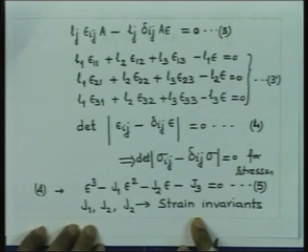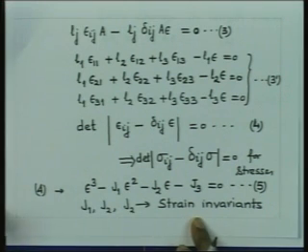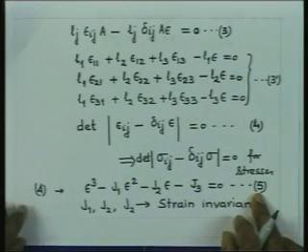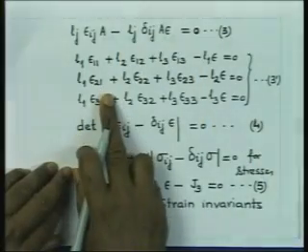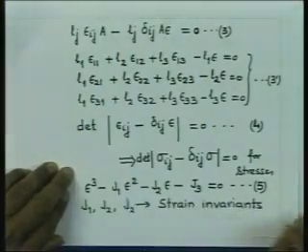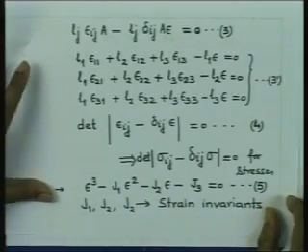And with this you can find out the 3 principal strains, and for each of the principal strains you can come back to this relationship 3 dash or 3 to get their corresponding directions. So, that is how you can determine the principal strains and their directions.